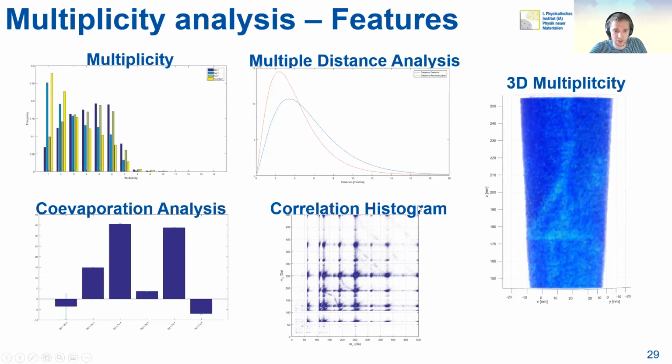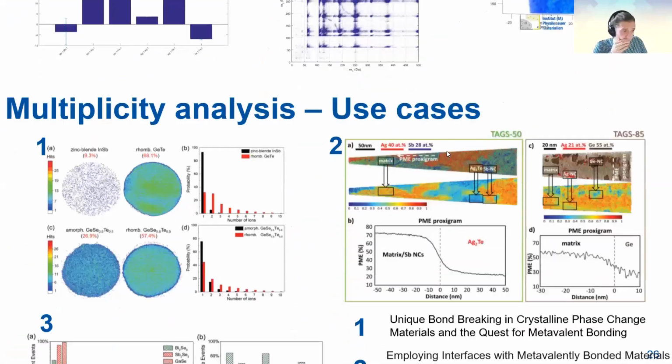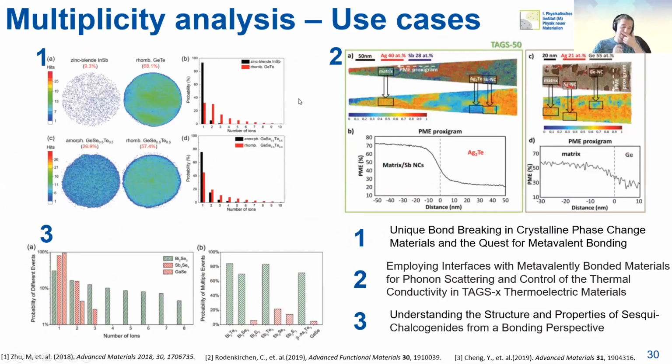There's an option to get correlation histograms out there. You can also filter these correlation histograms and select part of the data there. And we have an option for the co-evaporation analysis that enables you to see which ions evaporate correlated or anti-correlated. And with all this, we already worked a lot with the software over the past few years.